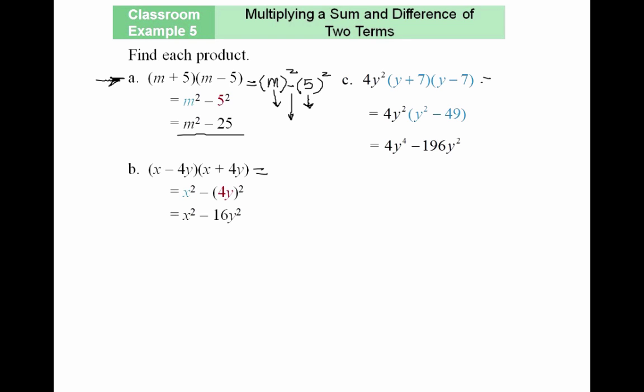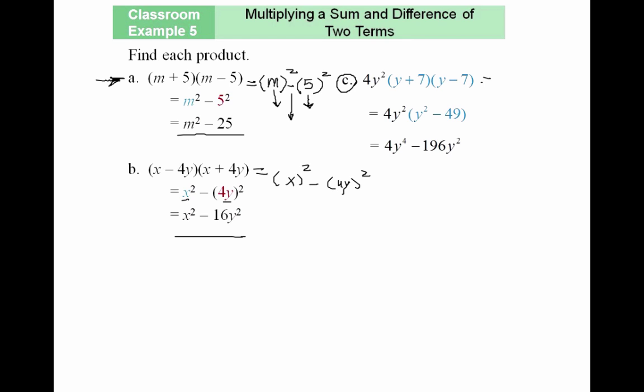Notice that the first term and the second term are always positive numbers and the negative is part of the formula. The second example has x minus 4y times x plus 4y. So you can identify your first term: your first term is x, and your second term is 4y. The result would be a squared, or the first term squared, minus the second term squared. Your first term is x, your second term is 4y, so that results in x squared minus 16y squared.